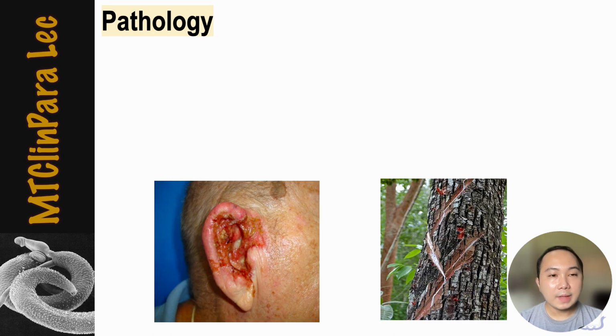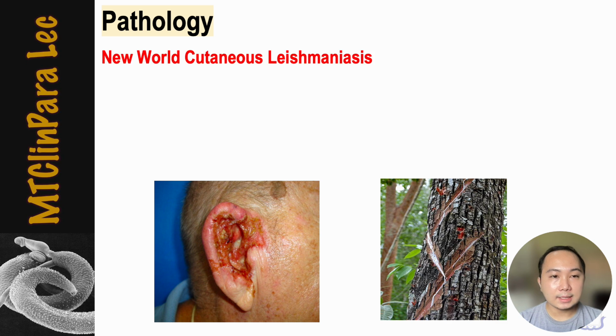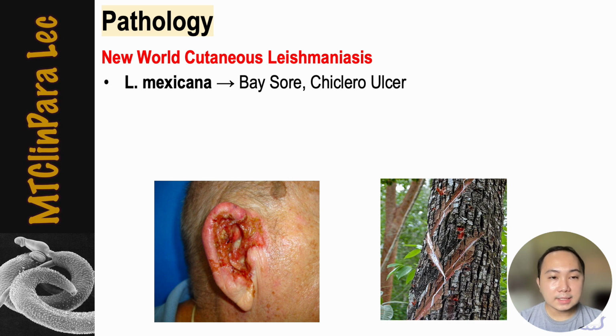So the pathology behind your L. mexicana complex is what we call the New World cutaneous Leishmaniasis. So this is still a cutaneous Leishmaniasis but geographically distributed in the New World, or in the South and Central Americas. L. mexicana is mostly the causative agent of Bay sore and Chiclero ulcer.